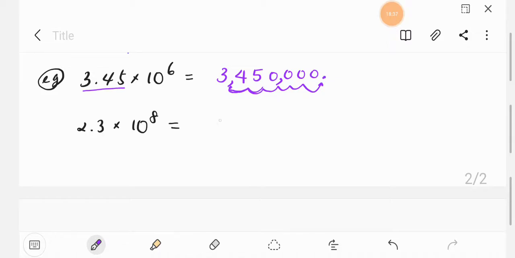Okay, how about this? 2.3. So you are at 2.3, and then the exponent is 8. That means make the number large. So we gotta move to the right. How many? So already we have 1. So we'll put 7 more zeros. 4, 5, 6, 7 more zeros. Make sense? So let's move 8 places to the right. So 1, 2, 3, 4, 5, 6, 7, 8. This is correct. And then get rid of this one, and then put commas every 3 from the right.